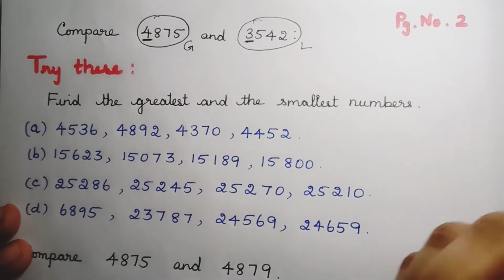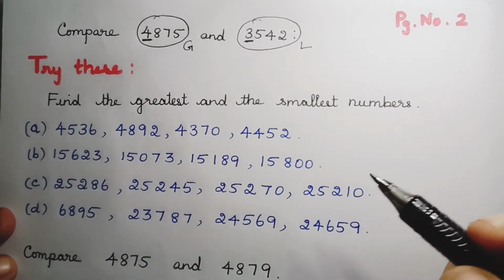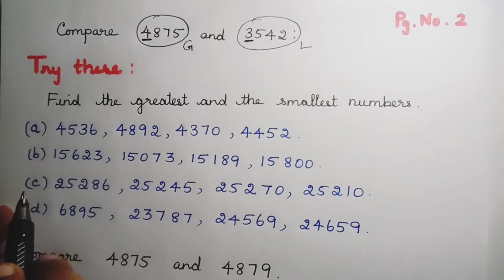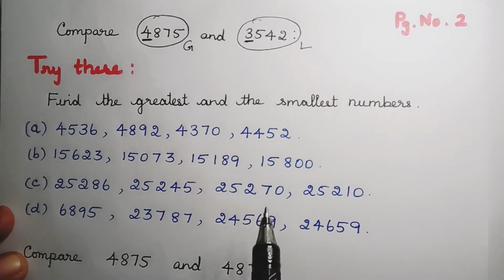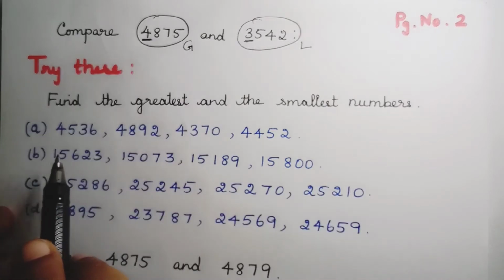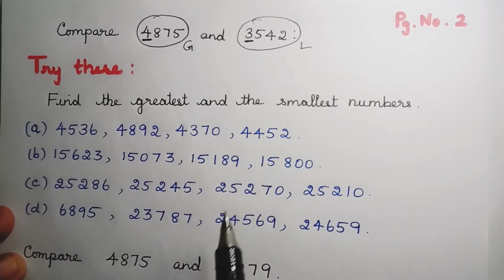Then let's practice some questions. Find the greatest and smallest numbers. Okay, here what you have to do is, in most of the questions we have the same number of digits. So what you will do, you have to go for the next digit and compare those numbers. Okay, that's the clue here. So try to solve by yourself and I will be doing it parallelly.